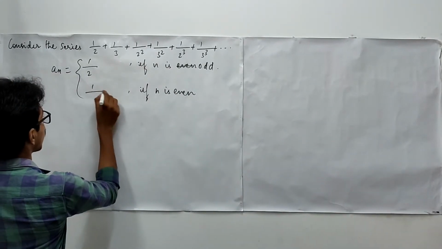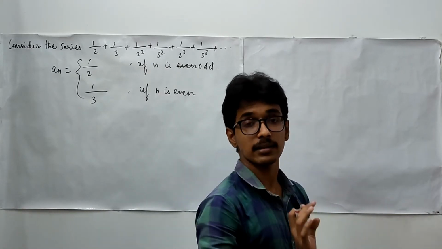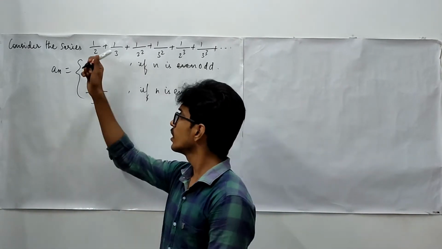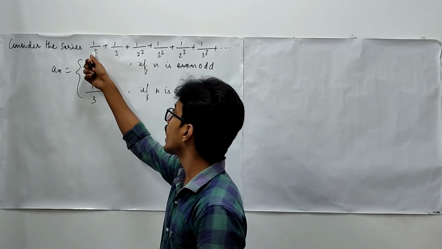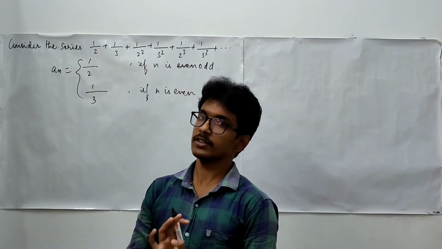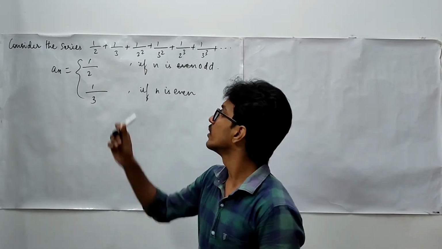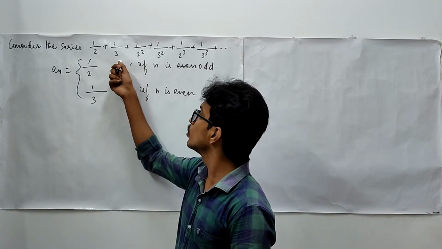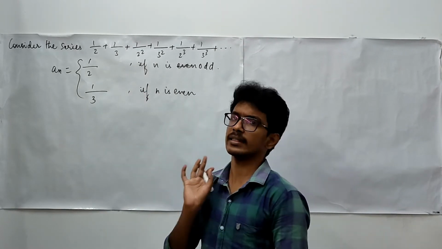For this case, we are going to have 1 upon 3 power something. What is that something? That is a question mark now. Look at the terms. When your n value is 1, you have 2 power 1. When n is 2, we are having 3 power 1. So half of it. Let us take that way.